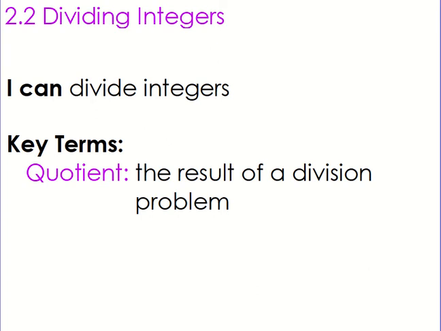Okay, here is part 2 of module 2, 2.2, dividing integers. Our I can statement is: I can divide integers. And our key term for today is quotient. That is the result of a division problem. Remember that quotient's just like product, sum, difference, but it's very specifically for division.